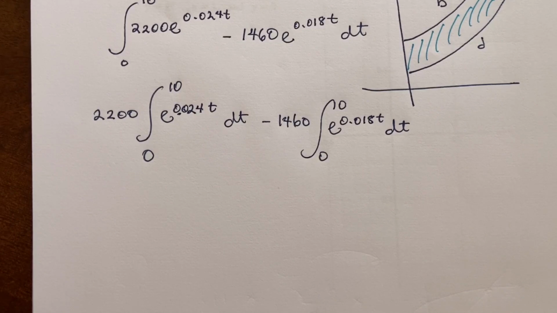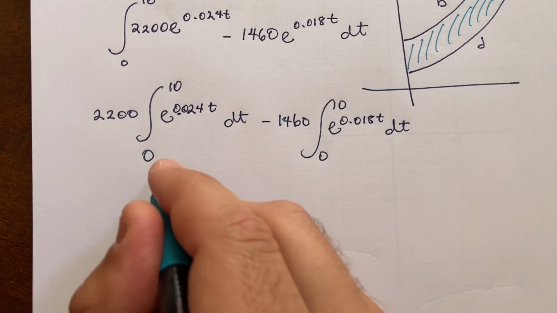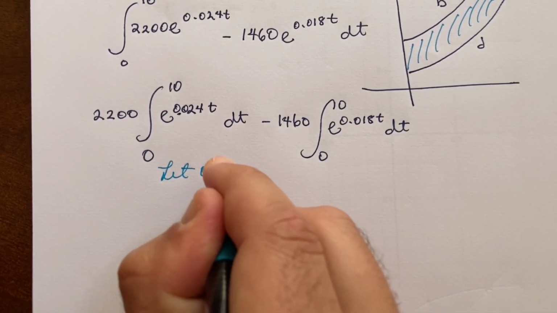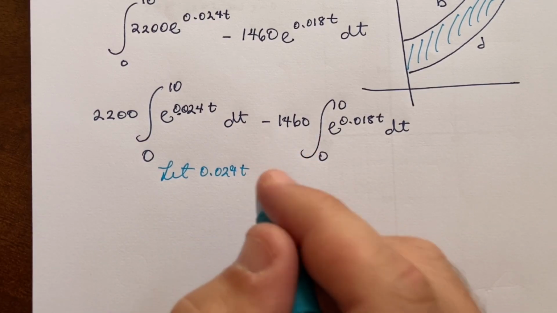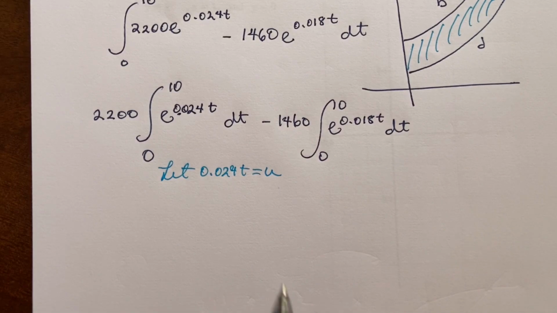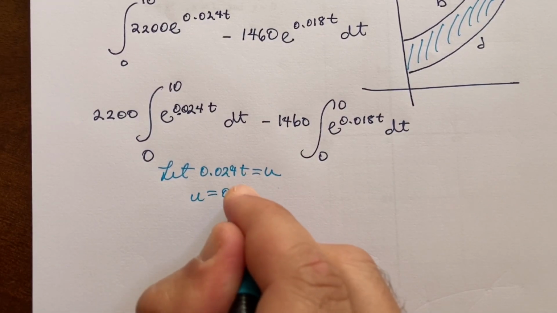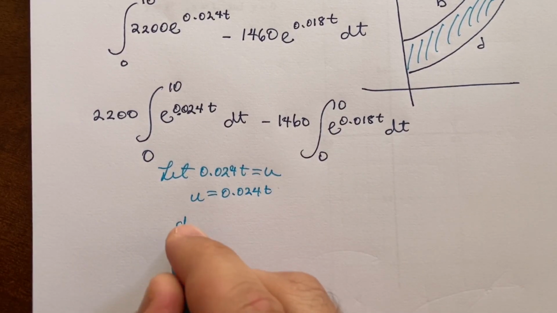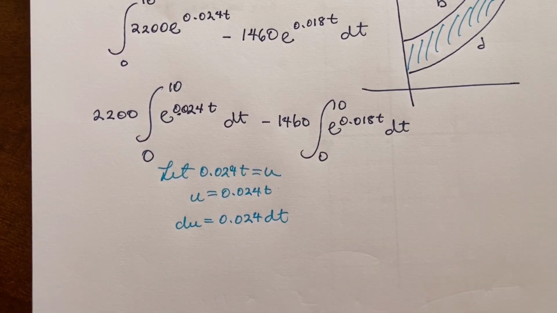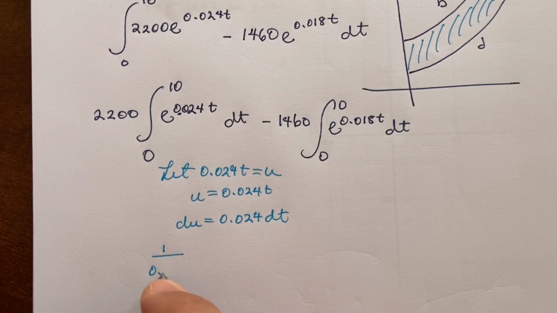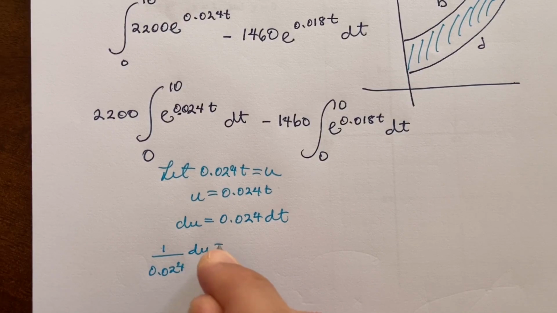Further integrating, we're going to need a couple of substitutions, so I'll write those out. For this one, I'll let u equal 0.024t. So du equals 0.024 dt, and I'll need to divide by this amount, so 1 over 0.024 du replaces dt.